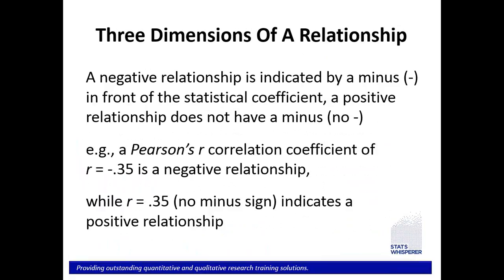Directionality is usually indicated by a minus. A negative relationship indicates two opposite directions, and that's usually shown by the presence of a minus sign in front of the statistical coefficient. You can see here as an example, we have the Pearson's R correlation coefficient, and R equals negative 0.35. That's a negative relationship because there's a minus there. If the minus is absent, such as the term at the bottom where R equals 0.35, no minus sign, that would indicate a positive relationship.